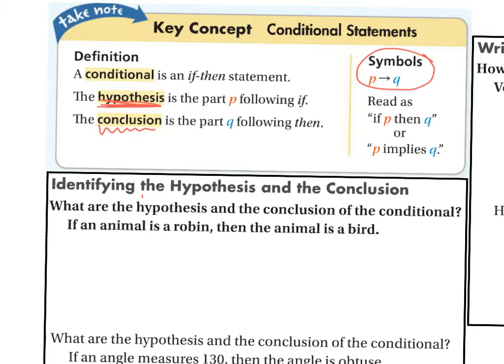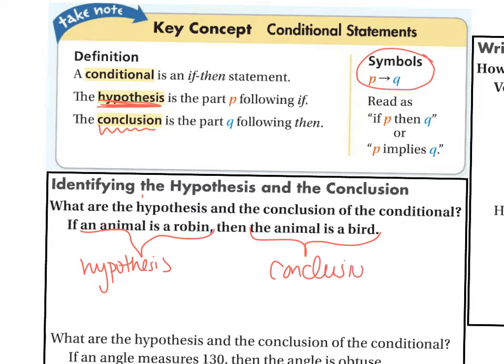If an animal is a robin, then the animal is a bird. The hypothesis is the part following the if, so this would be the hypothesis. And then the part following then would be the conclusion. Not too bad, right?